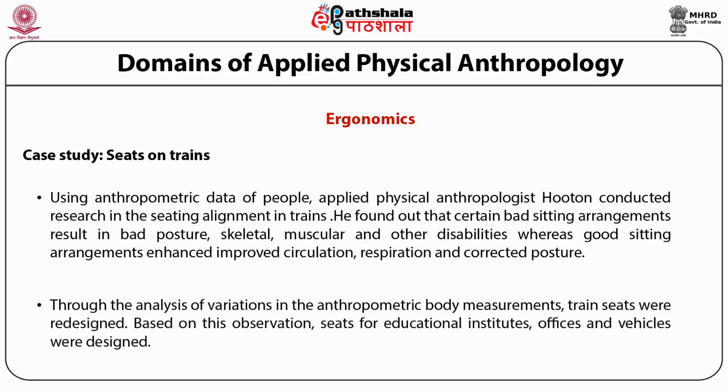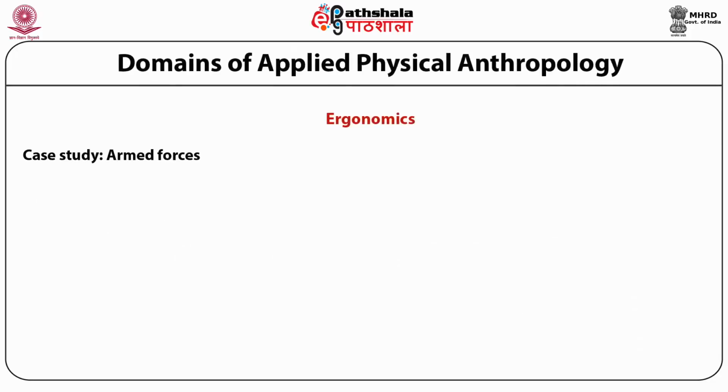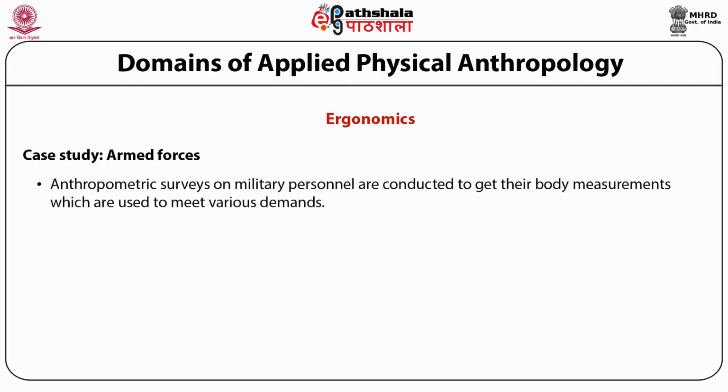Through the analysis of variation in the anthropometric body measurement, train seats were redesigned. Based on this observation, seats for educational institutes, offices, and vehicles were designed. Next case study is armed forces. Anthropometric surveys on military personnel are conducted to get their body measurements, which are used to meet various demands.